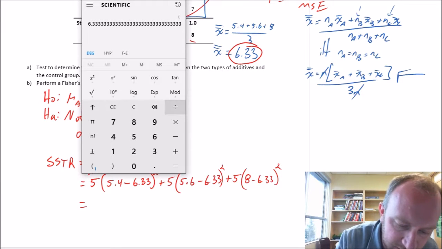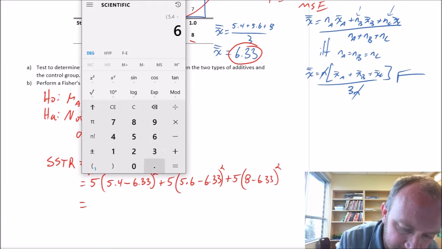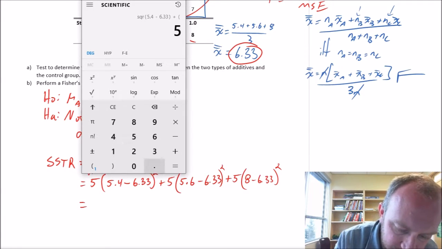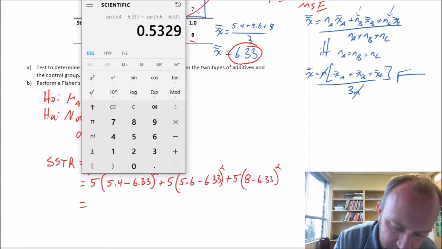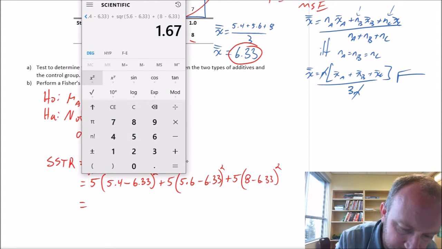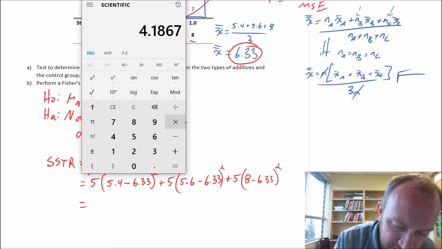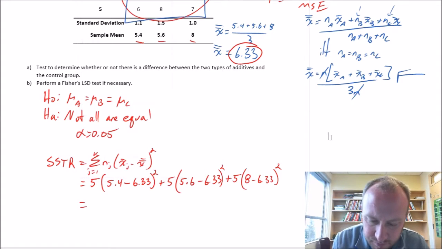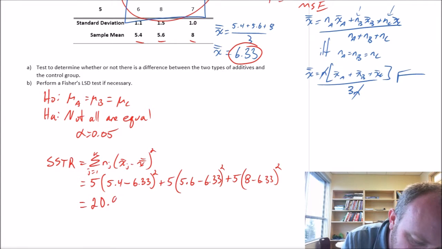So let's clear this. Open the brackets, 5.4 minus 6.33, close that bracket, squared. Plus, open the bracket, 5.6 minus 6.33 squared, plus, open another bracket, 8 minus 6.33 squared, equals, and then finally times it by 5, 20.93. So here's SSTR, 20.93.